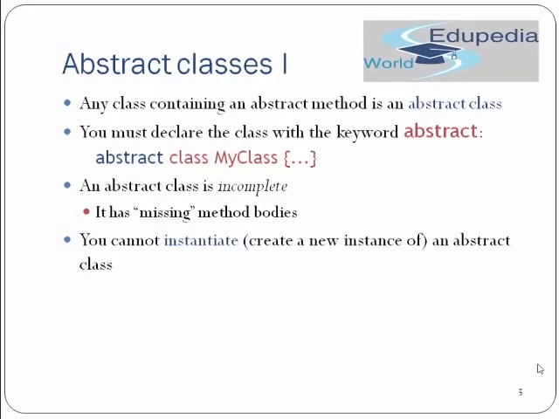Abstract class. Any class containing an abstract method is called an abstract class. You must declare the class with the keyword abstract. For example, abstract class MyClass, and then you define data members and member functions. An abstract class is incomplete. That means it has missing method bodies. You cannot instantiate, or create a new instance of, an abstract class. This is something we have already seen in our previous tutorial.